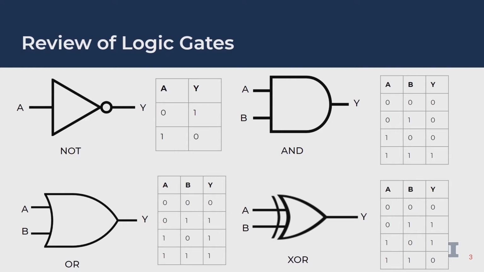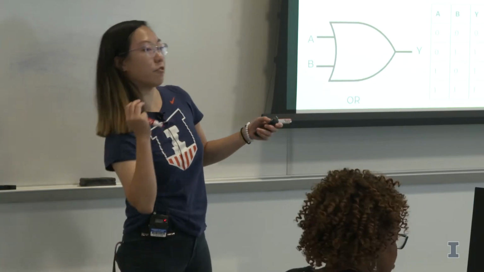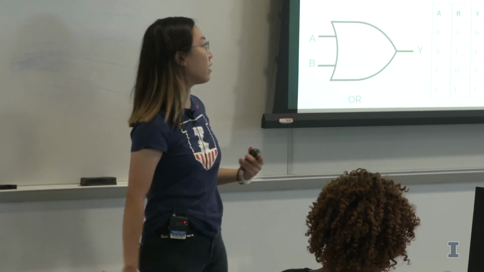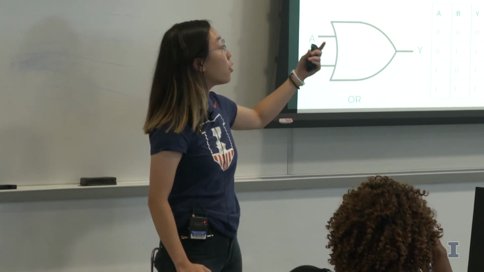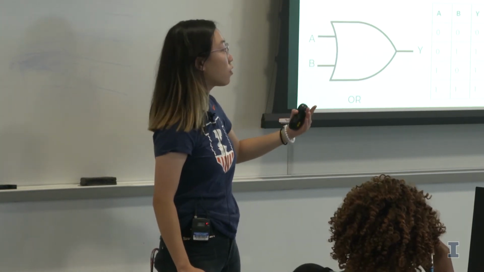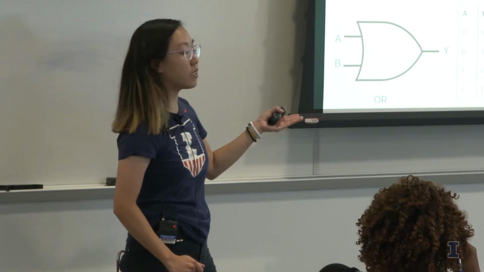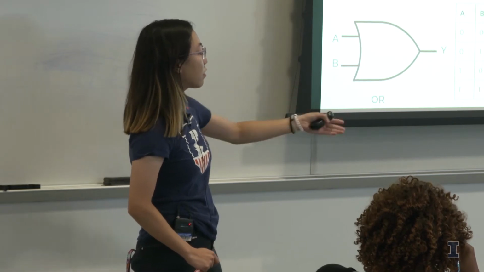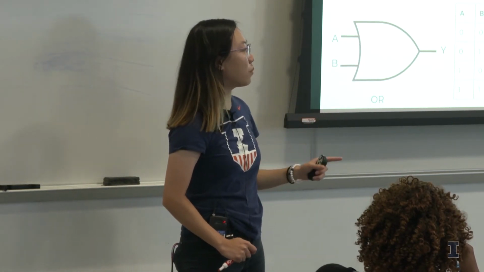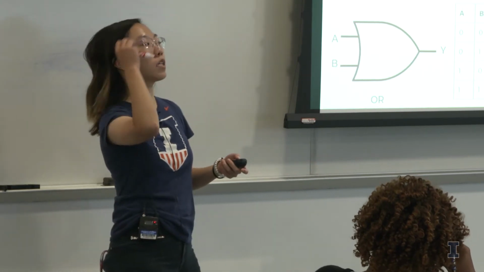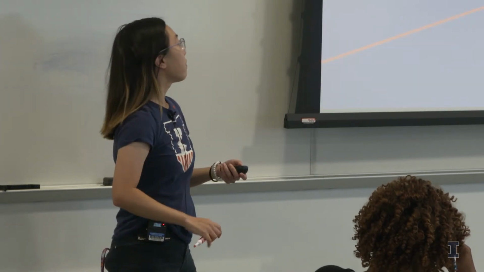I didn't fill out the first two, but these are the main gates that we're going to be using. The NOT gate, which basically just inverts what it's given. AND, where both inputs need to be 1 in order for the output to be a 1. OR, where at least one input needs to be a 1. And XOR, where only one input can be a 1 for the output to be a 1. Those are the main gates we're going to be using for this project.